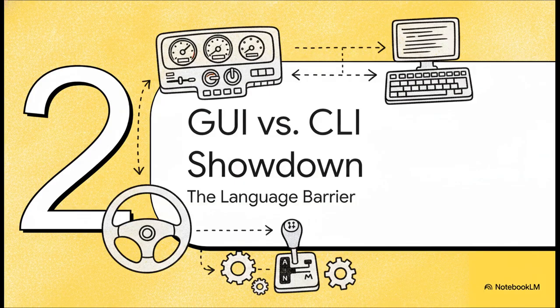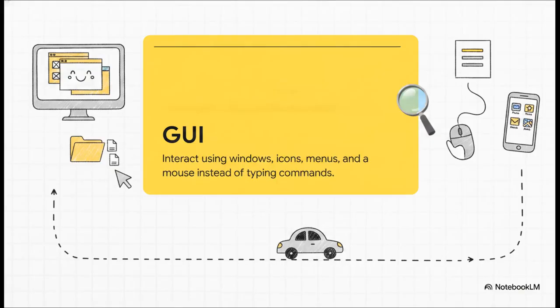Moving on to Section 2, the language barrier, the GUI versus CLI showdown. So how do we actually talk to this boss of a system? Well, there are two main languages, or interfaces, you can use to drive your computer. Think of it like driving an automatic car. That's your graphical user interface, or GUI. A GUI allows users to interact with the computer using windows, icons, menus, and a mouse, rather than typing out commands. It's incredibly user-friendly, and it's practically tailor-made for beginners because it's so visual.